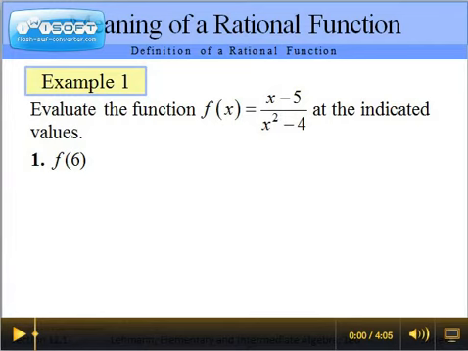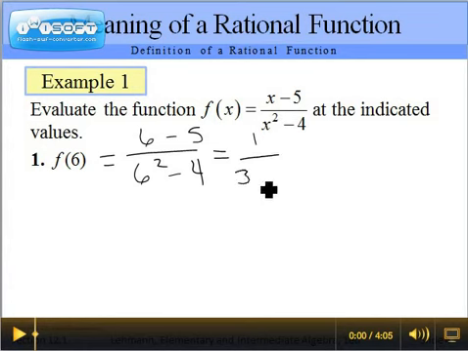So the first thing we're going to do is evaluate the function f of x equaling x minus 5 over x squared minus 4 at the indicated values. The first value I'm going to evaluate this at is 6. So f of 6 is equal to 6 minus 5 all over 6 squared minus 4. So this would be 1 over 36 minus 4, which is equal to 1 over 32. So f of 6 is equal to 1 over 32.